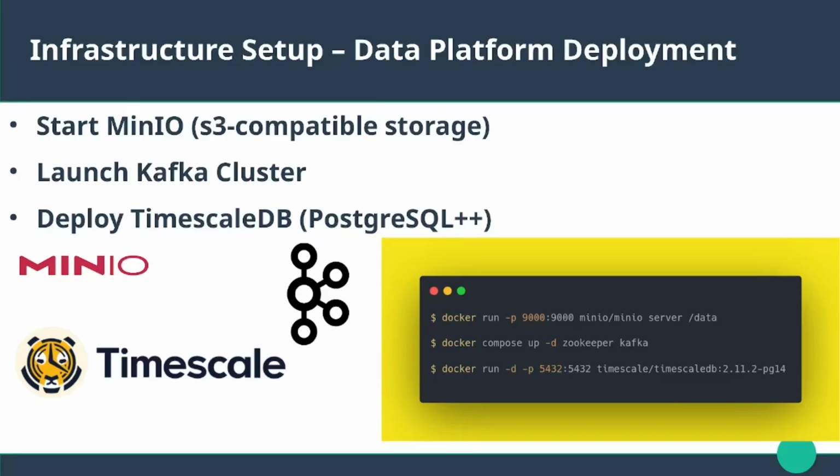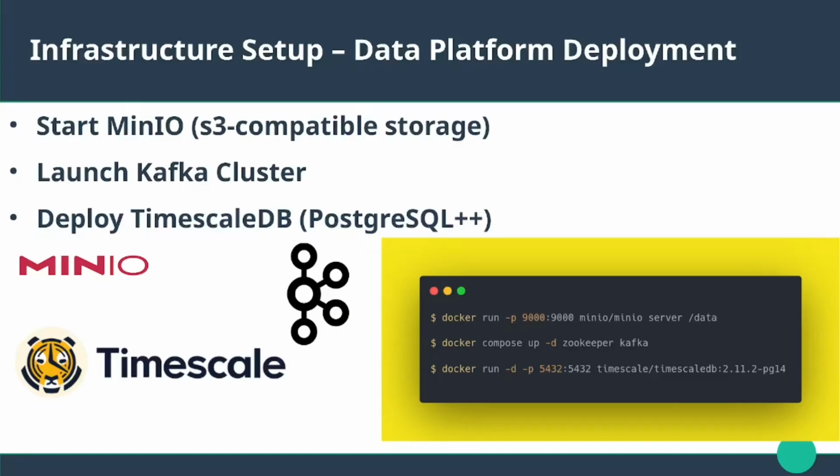The second part in that data platform deployment is the Kafka cluster. We can basically launch it using the docker compose command. This basically creates the vehicle data streaming backbone. Now, the third component is the timescale.db, which is a Postgres extension. So we install PostgreSQL with this time series extension named timescale.db, which allows it to be optimized for time series telemetry data.